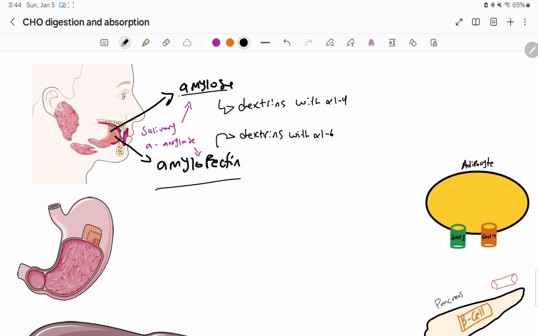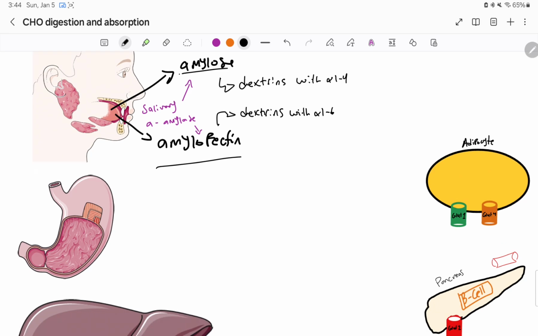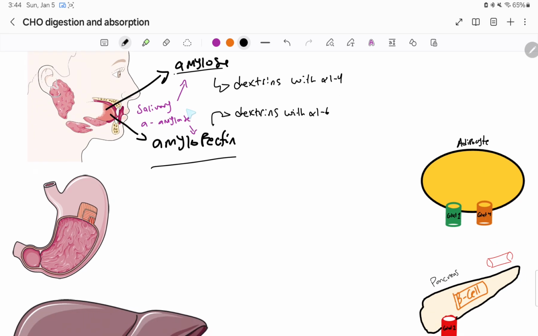Now here's the thing. I don't know about you guys, but food doesn't stay in my mouth for a long time. I swallow that sucker right away. So very little of this salivary alpha amylase action is actually occurring here. So where does food go next? Well, remember we talked about it. You swallow the food and then it goes down through the esophagus and then it ends up in the stomach. So the question is, is there any digestion in the stomach?